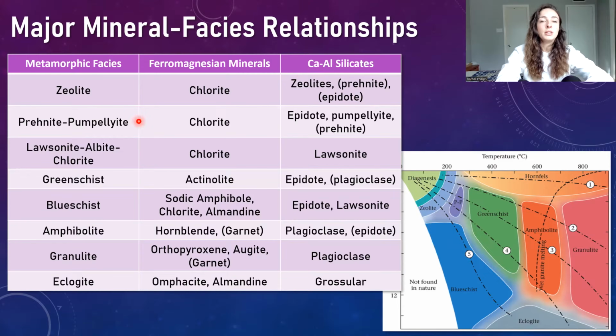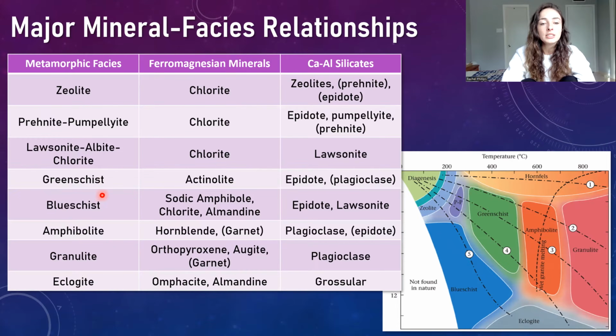And in the PNP or prehnite-pumpellyite facies, we have chlorite again for the ferromagnesian minerals, and for the calcium aluminum silicates, there's epidote, pumpellyite, and prehnite. And then lawsonite, albite, and chlorite is that assemblage that may represent its own facies between the zeolite and blueschist facies. And this has chlorite again and lawsonite as its calcium aluminum silicate.